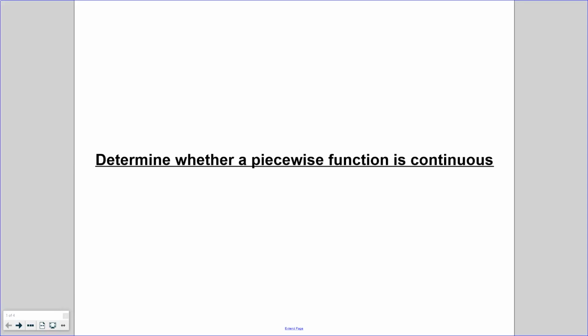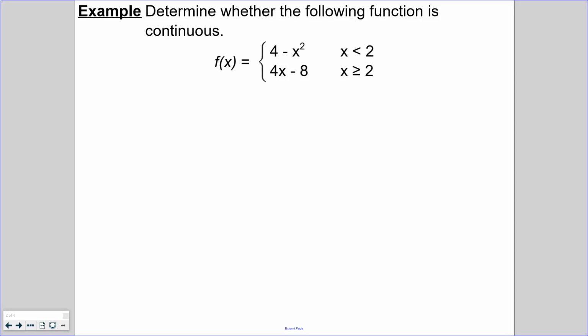Determine whether a piecewise function is continuous. So for our first example, we are being asked to determine whether the following function is continuous. And we're given a piecewise function where we're going to use 4 minus x squared for all the x values that are less than 2, and 4x minus 8 for all the x values that are greater than 2.